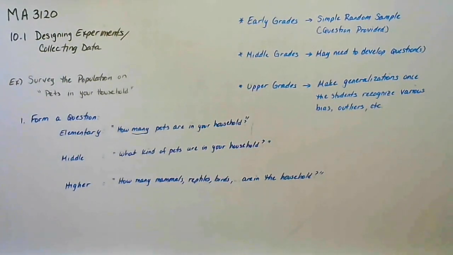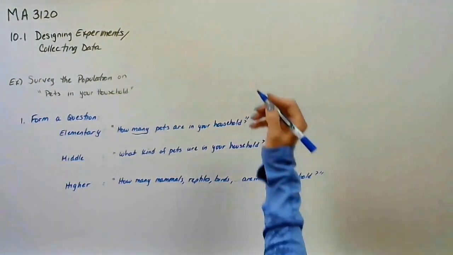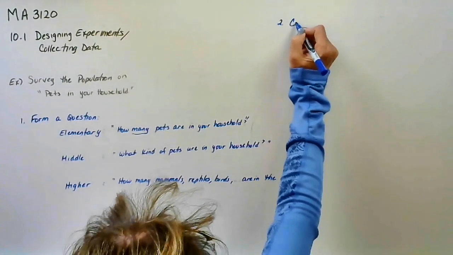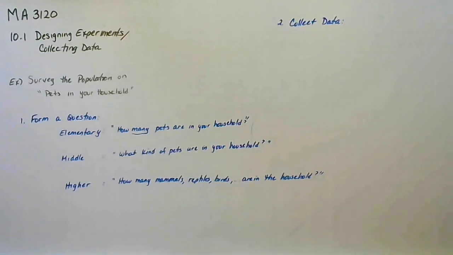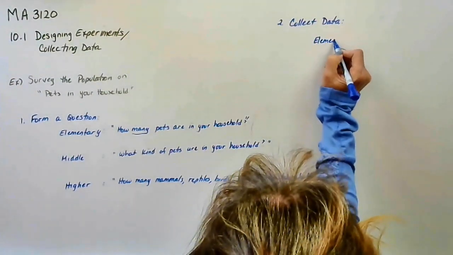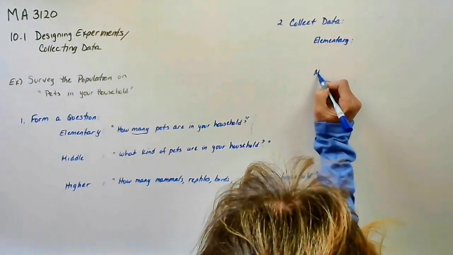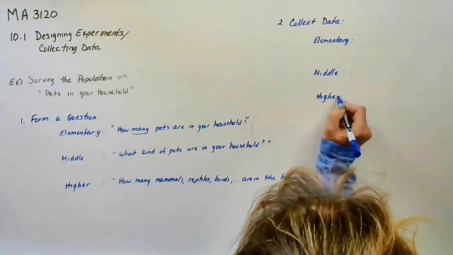All right? So once we have our question, now we've got to collect the data. So I'm going to do the same type of thing. I think we have this now. So the second thing we need to do is collect the data. And we're going to work specifically on these in the next section. Okay? So again, we're going to do the same idea. We're going to have elementary. We're going to have middle. And we're going to have upper or higher. I'll try to keep it the same.